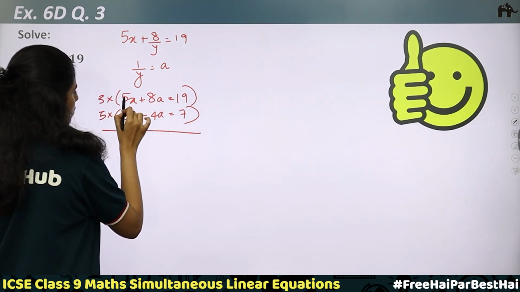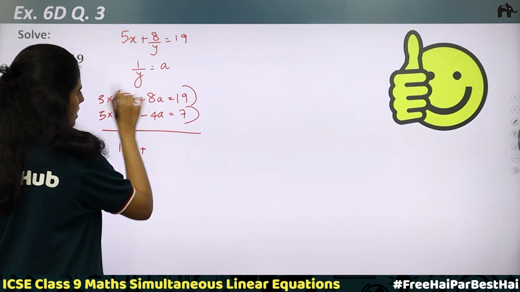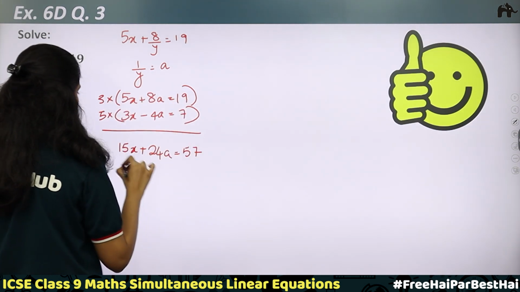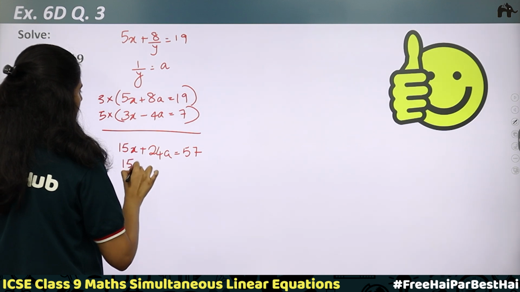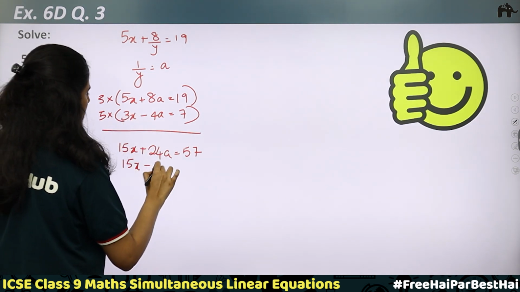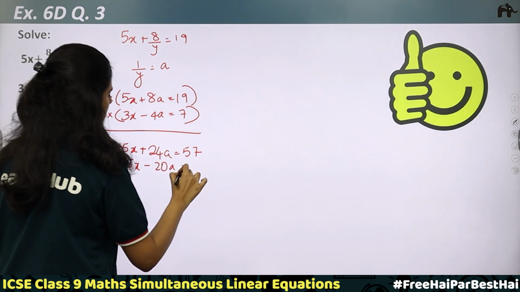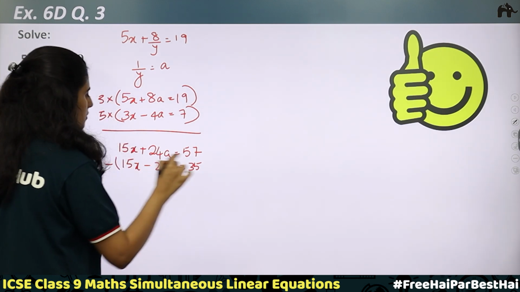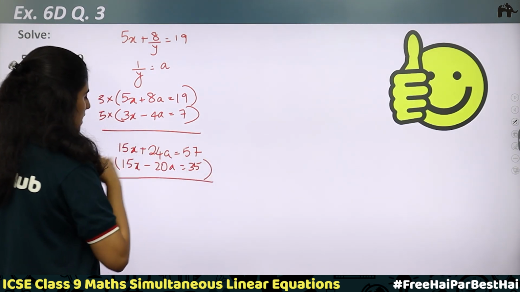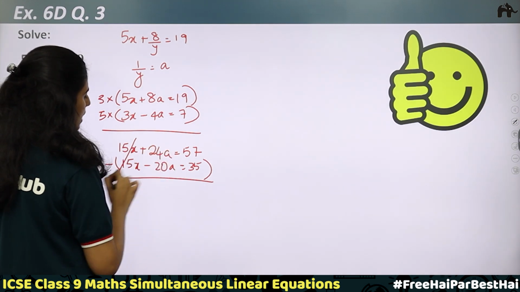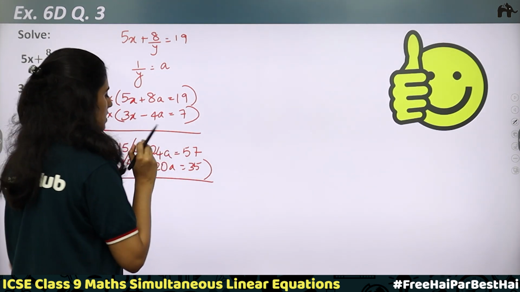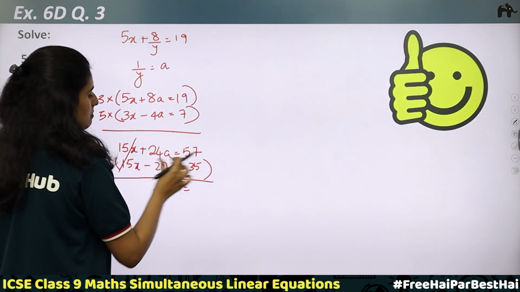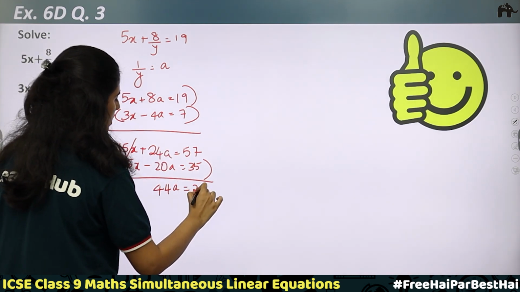Here we have 3 into 5, 15x plus 3 into 8, 24a plus 3 into 19, 57. 5 into 3x, 15x, 5 into minus 4a, minus 20a, 5 into 7, 35. Okay, now we are going to subtract the second equation from the first equation. 15x minus 15x gets cancelled. 24a minus of minus 20a, which is 24a plus 20a, 44a is equal to 57 minus 35, that is 22.